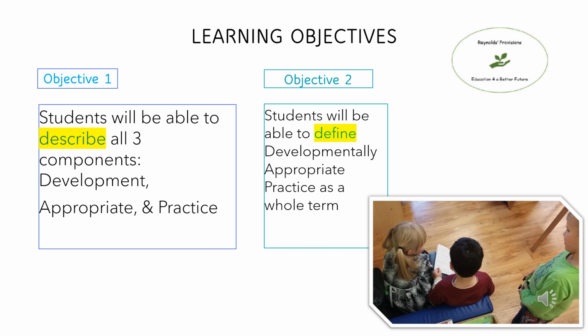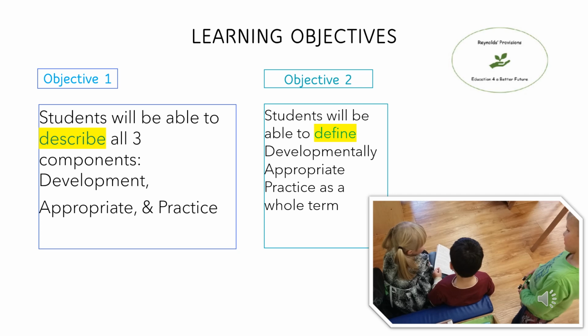You can also expect to have an assessment at the end of the training that gives you an opportunity to describe development, appropriate, and practice. Notice that each objective is written as a statement of fact that students, meaning you, will be able to do something when the training is complete. The wording in objectives is important. As a teacher yourself, think about how you will apply learning objectives into your own classroom.